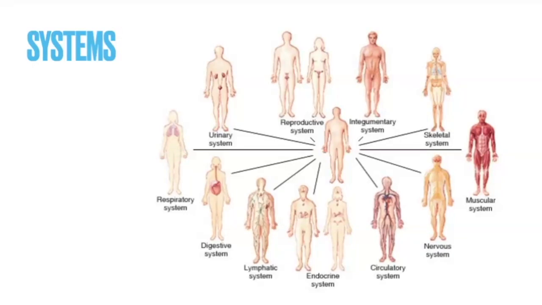A system, two or more different organs. An example is skeletal. Bones and joints support and protect and produce blood cells. So the skeletal system. So let's go over some systems at a high level.